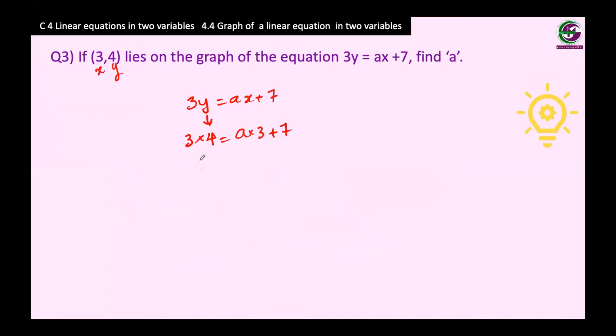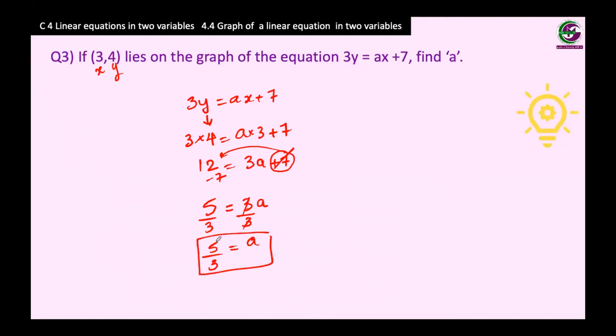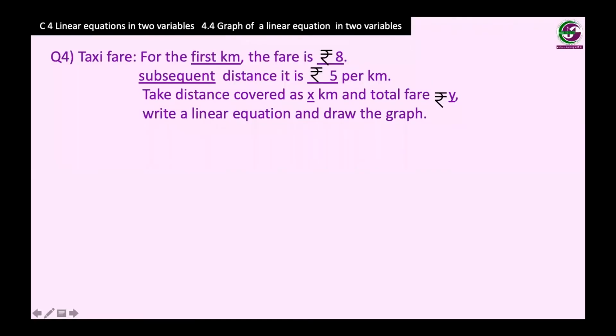Let's simplify. 12 is equal to a times 3, which is 3a, plus 7. Now we can just solve it. Just move plus 7 to the other side, so it will be minus 7. So 12 minus 7 is 5, which is equal to 3a. Now we need to get a, so divide by 3 on both sides. This gets cancelled. So we get the answer a is equal to 5 by 3. That's all. That's your answer.